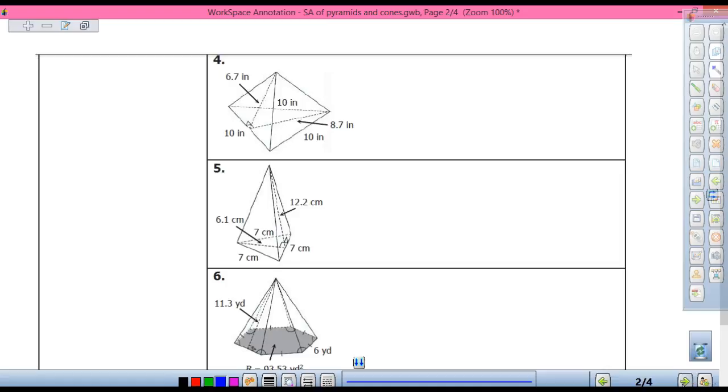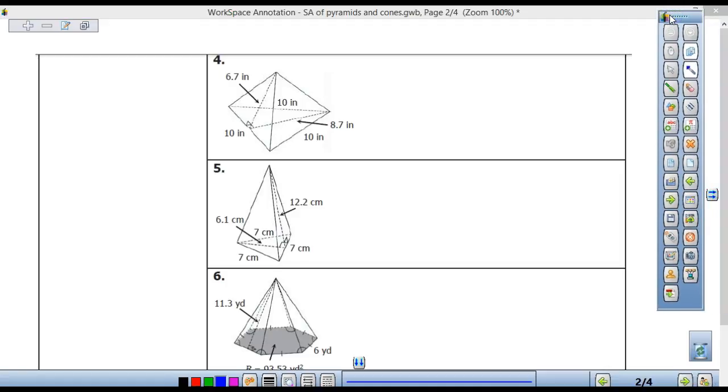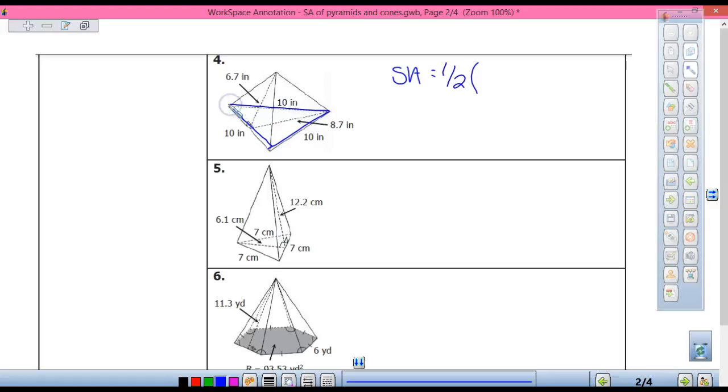Let's look at one with a triangular base. Let's look at 4. So surface area equals 1/2. This is your base, just a triangle on top. What's my perimeter? 30, because it's 10 by 10 by 10. Times, does it give me my slant height? Yep, 6.7.